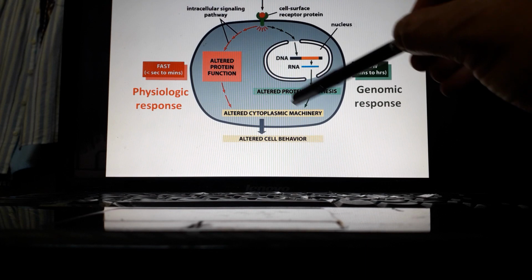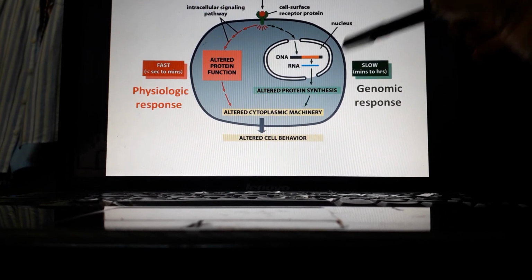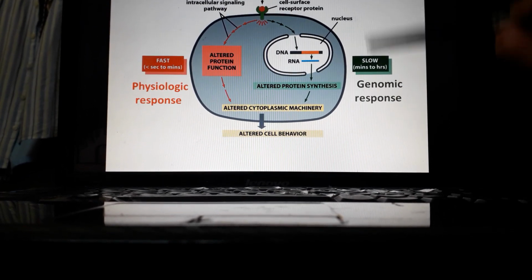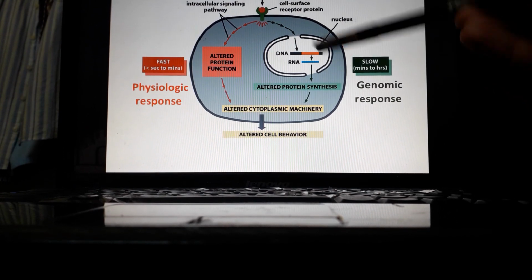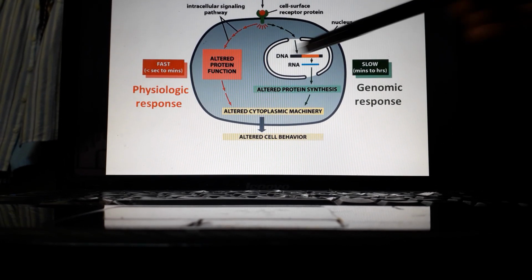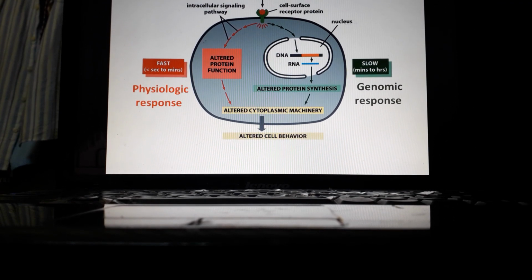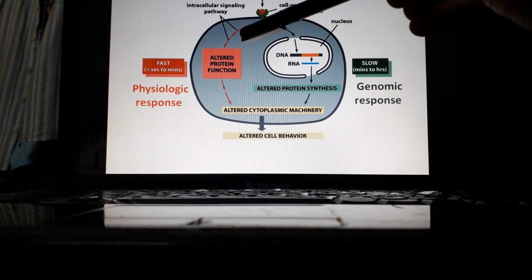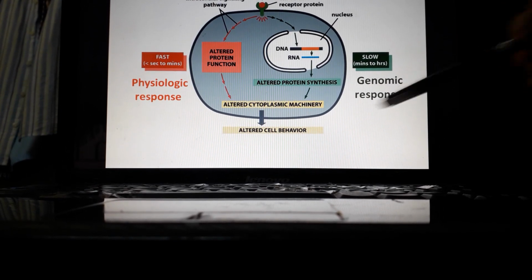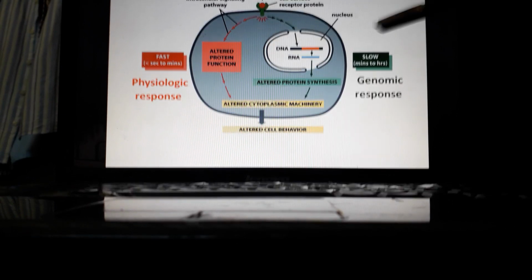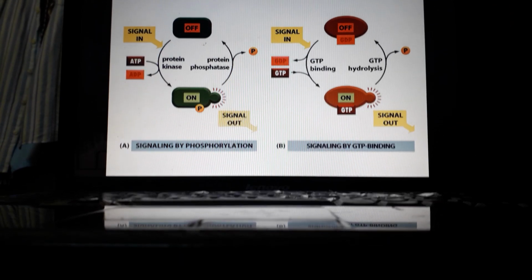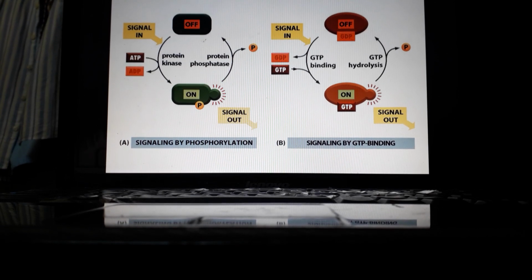This kind of response is basically very slow, as you can say. Let us take the example of the hormone thyroid. Thyroid, as we all know, has a nuclear receptor, it elicits a genomic response, and the response is very widespread and long lasting. Whereas the physiologic response is very instantaneous, let us take the example of adrenaline, which gives a very instantaneous response, but genomic response takes quite a while to set in, and therefore takes quite a while to let go also.